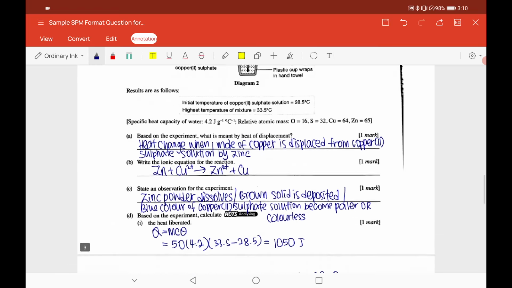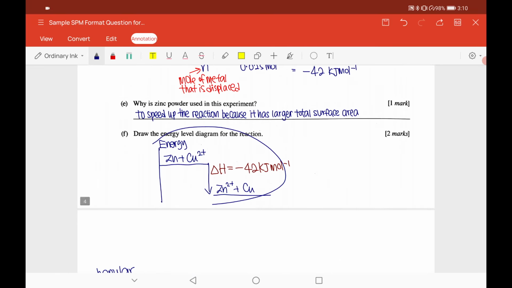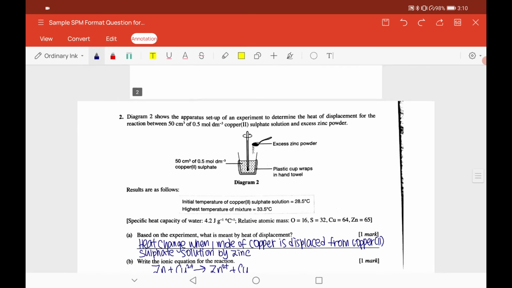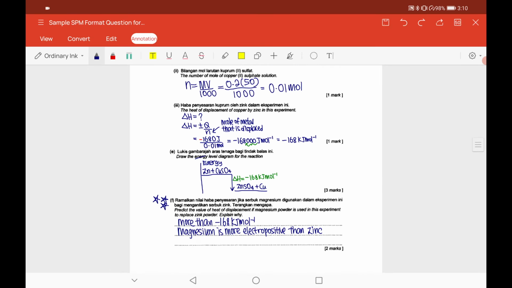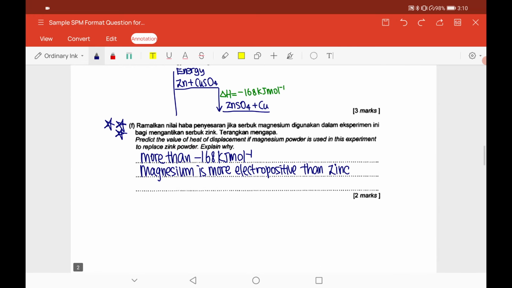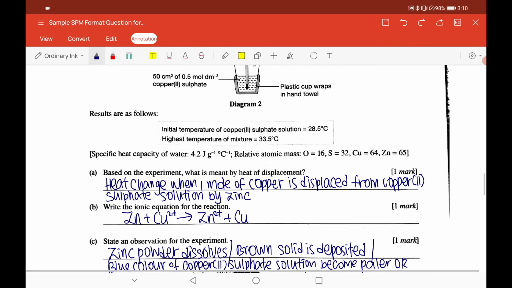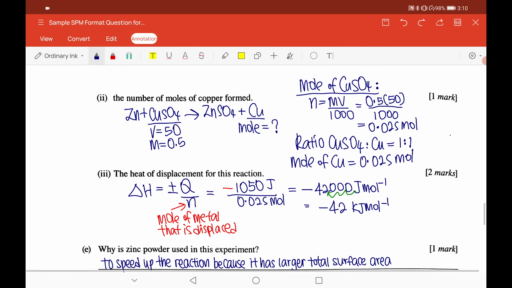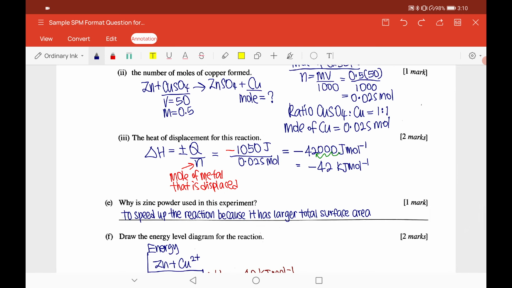As you can see, they really love to ask you to draw an energy level diagram. Both of the questions here also ask you to draw an energy level diagram. That's why I keep emphasizing in lesson number 1 that you must know how to draw your energy level diagram. So I think that's it.